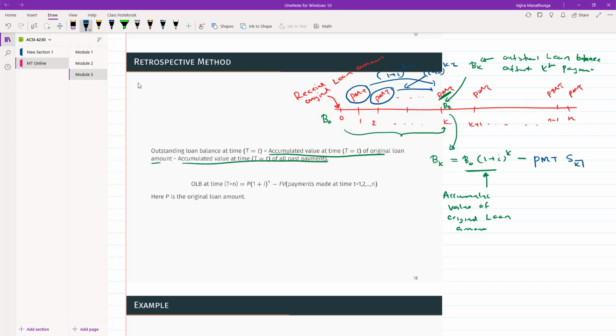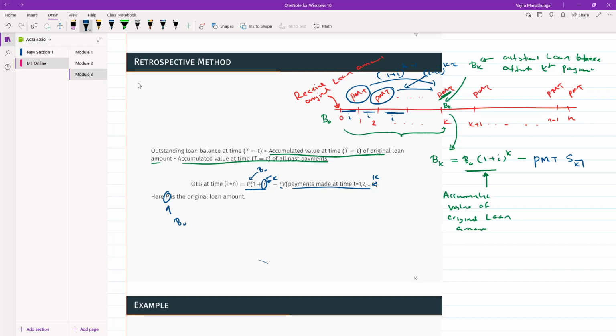So here you can see the formula. This time they use n. The i is the effective rate, the rate for this time interval. And here you can see the future value of payments made at time t equals 1 to n. Instead of k, they use n. If I want, I can change this to k and this to k, so you get the same thing. P is the original loan balance, so you can replace it by B0.